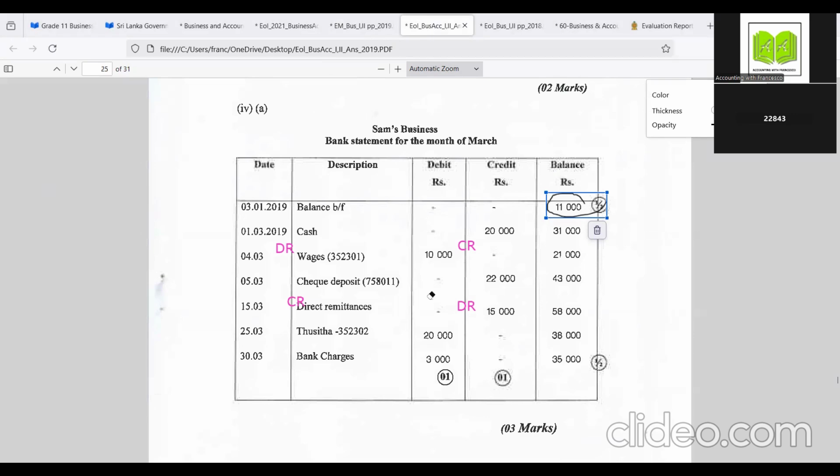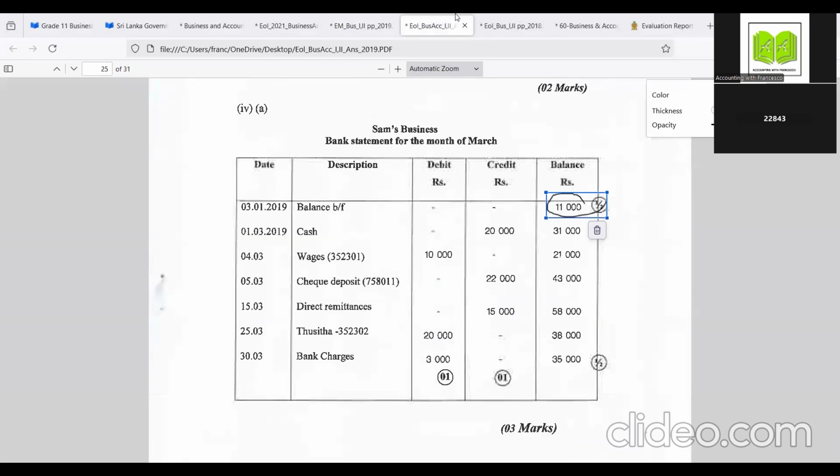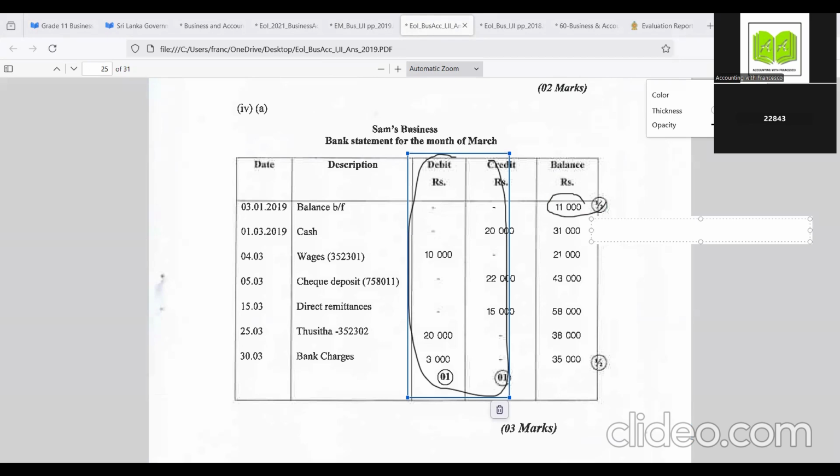But you must record it in chronological order. What is meant by chronological order? 2nd March first, 4th March second, 5th March third, like that. Now, I hope debit side and credit side is clear. Any issue? I'll teach you how to take the balance. Very simple. You have 11,000. If it is credit in the bank statement, you have to add. If it is debit, you have to minus.